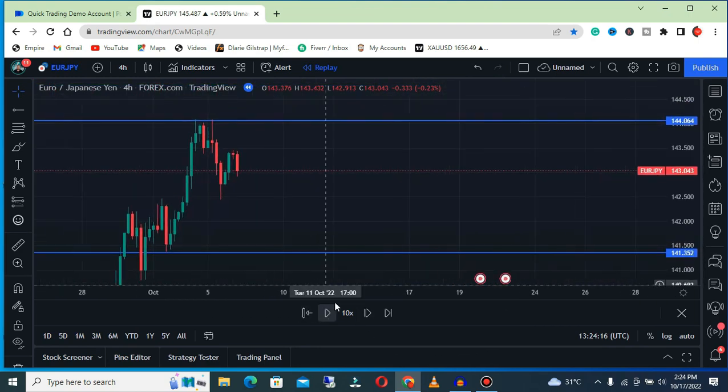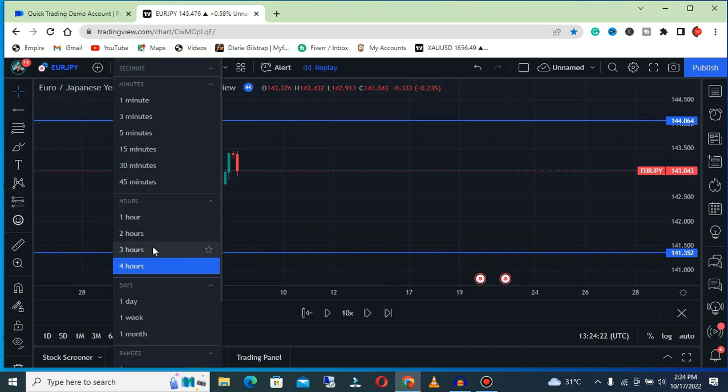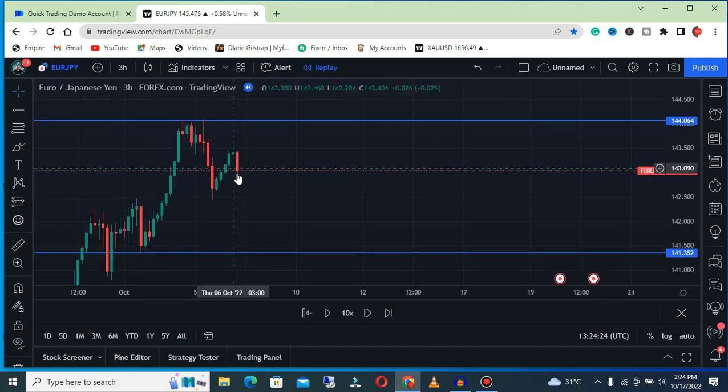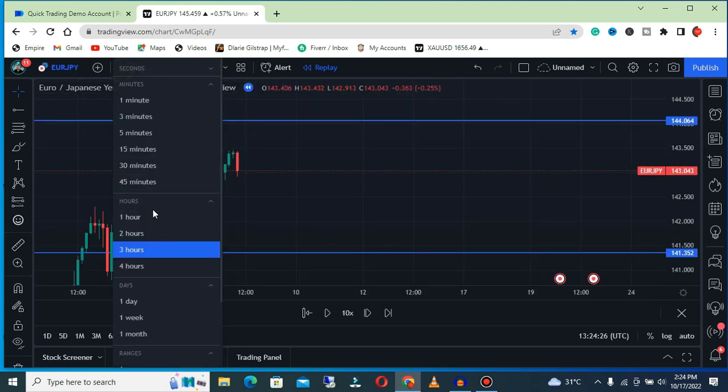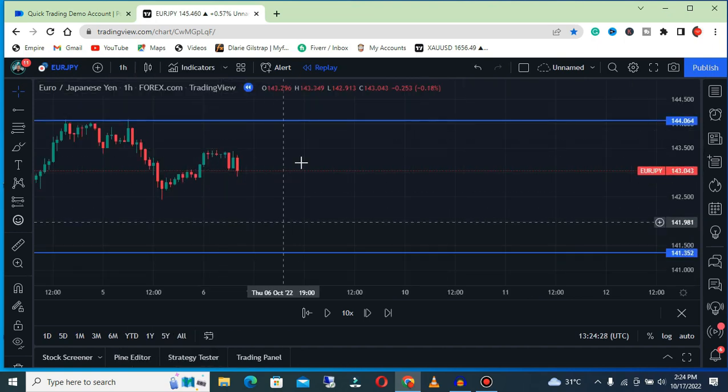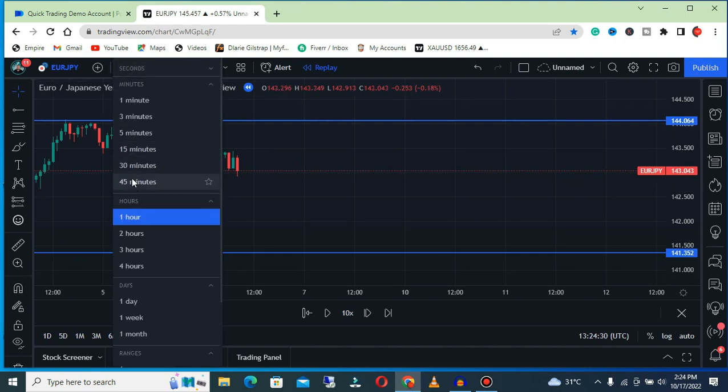I also mentioned that you always need to analyze this with other time frames. So make sure that you check this out on the 3 hours time frame. As you can see, we are still on a downtrend. Now let's go ahead and check it on 1 hour. It's still on a downtrend, but let's check this on 30 minutes.